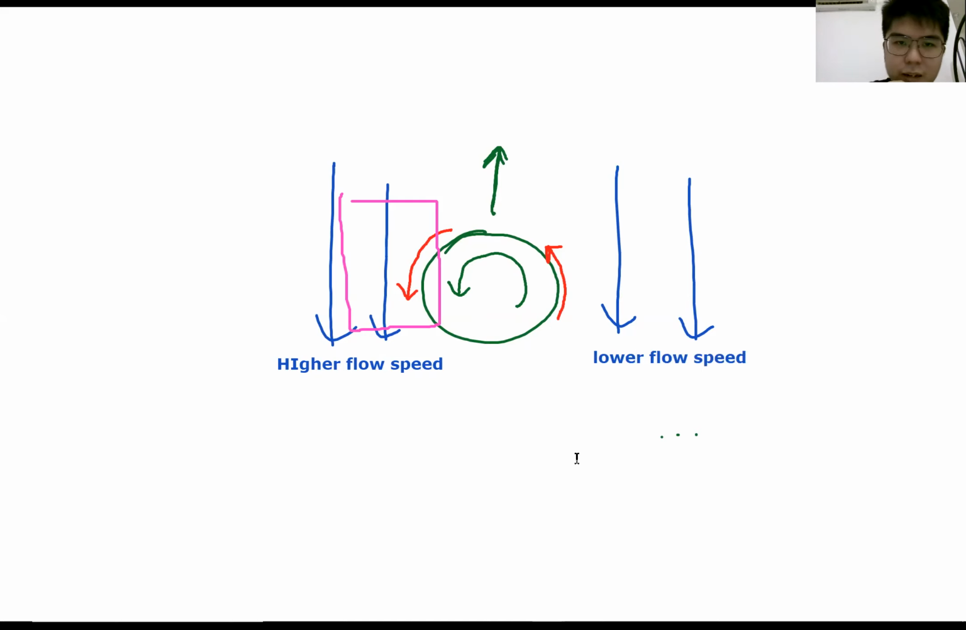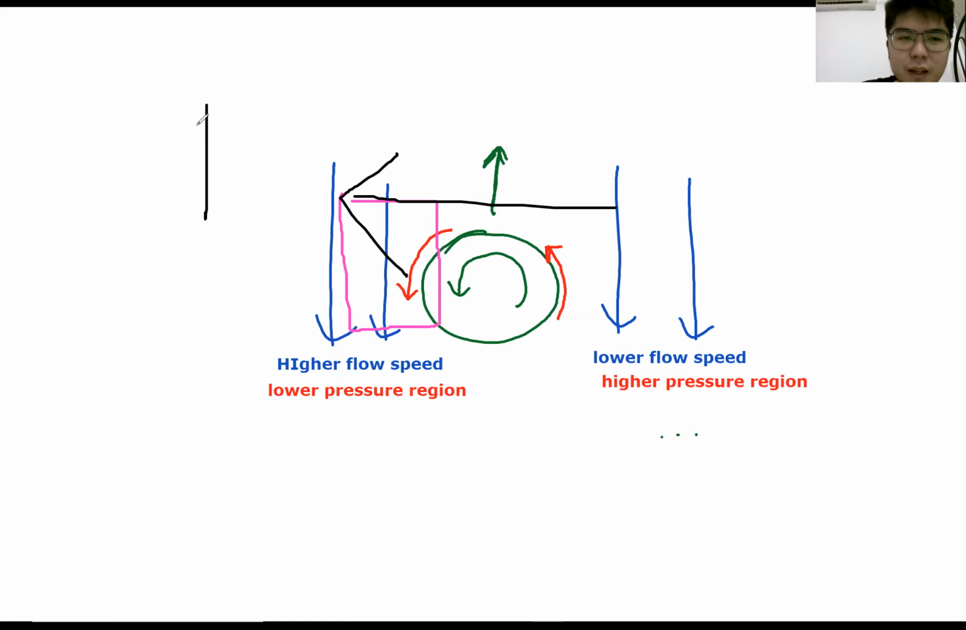Now what happens when there's higher flow speed? According to Bernoulli's principle, higher flow speed means lower pressure region, right? Lower pressure region on the left side, and then higher pressure region on the right side. So as a result, what happened? There is a resultant force acting from the right to the left, like this, FR.